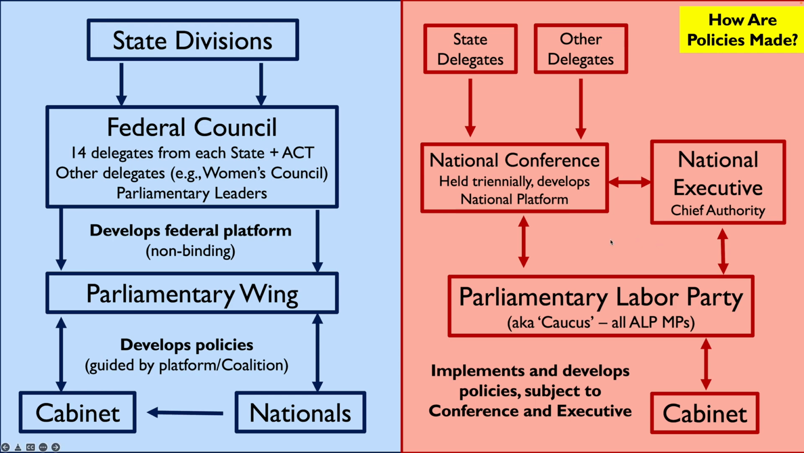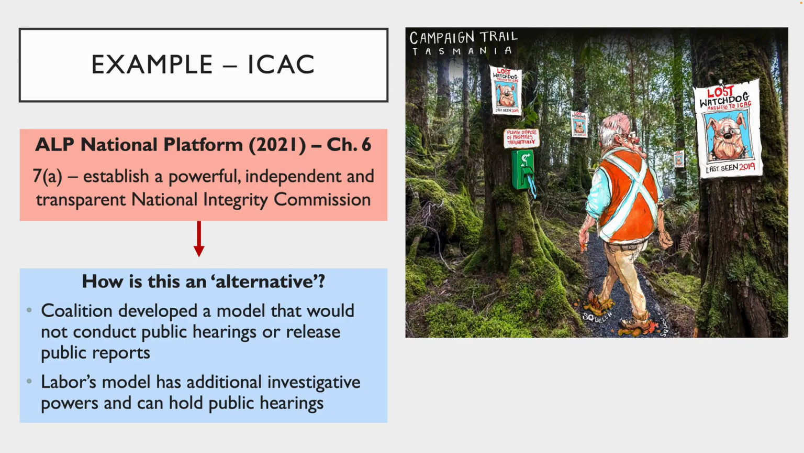But again, they cannot go against the national platform developed by the National Conference. And if they vote against it in Parliament, according to the Labor Constitution, they are at risk of being expelled from the party. They have very tight party discipline within the Labor Party.